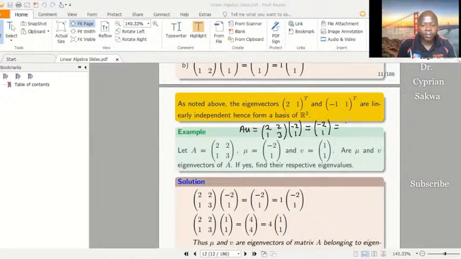And this can be written as 1 times (-2, 1). I'm just factoring the eigenvector outside here. And what I notice is that this is the same as 1 times mu. So what this means to me is that yes, mu here is an eigenvector corresponding to lambda equals 1 as an eigenvalue. So the eigenvalue for this vector, lambda 1, is just 1.